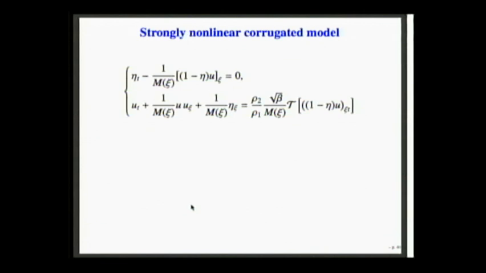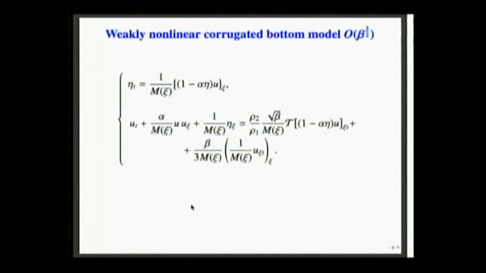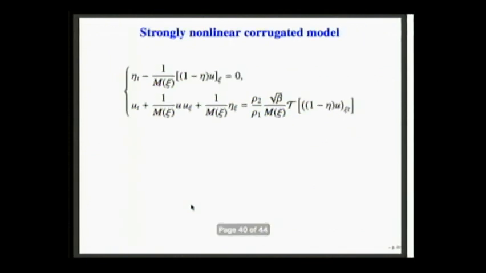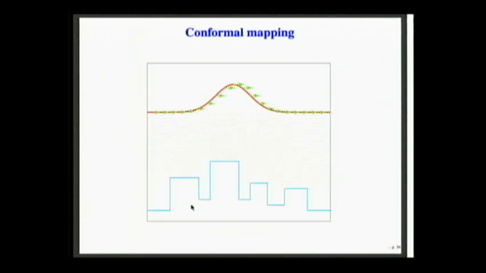For the higher order, I don't have enough space to put here because there is a variable coefficient in front of each of the non-simple terms here. But just to show, for example, a weakly nonlinear corrugated model for higher order, you see again this same coefficient that came from the conformal mapping.